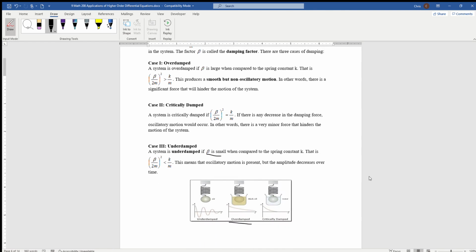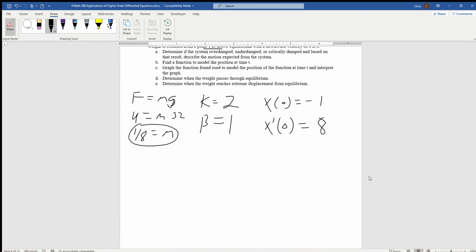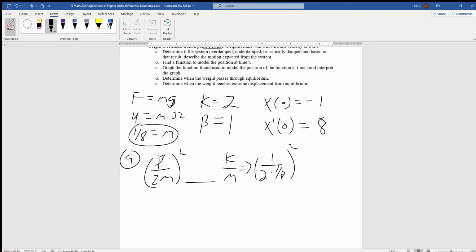So let's determine what type of system we're looking at, first of all. We need the relationship of beta over 2M, squared, and we're going to compare that to the spring constant K over M. We're going to see if they're equal, less than, or greater than. So for beta, we have 1, 2 times the mass, which is 2 times an eighth, squared, and K was 2, and M was 1/8.